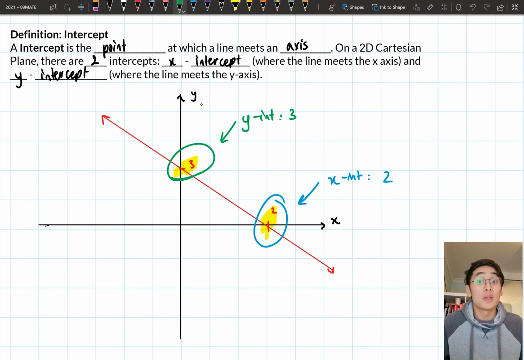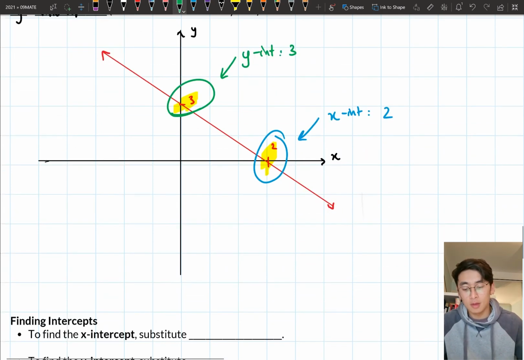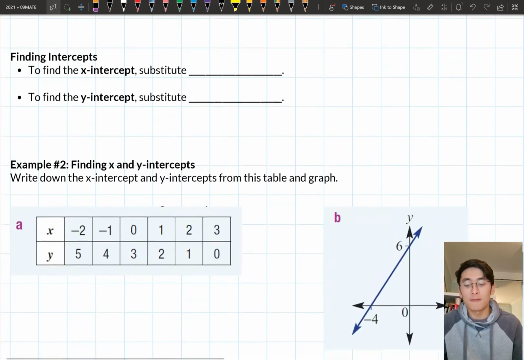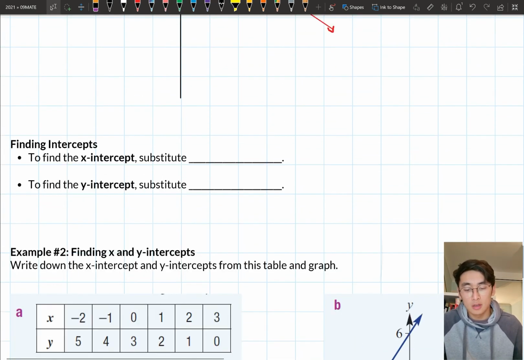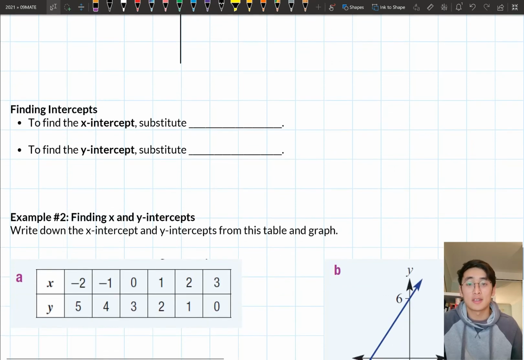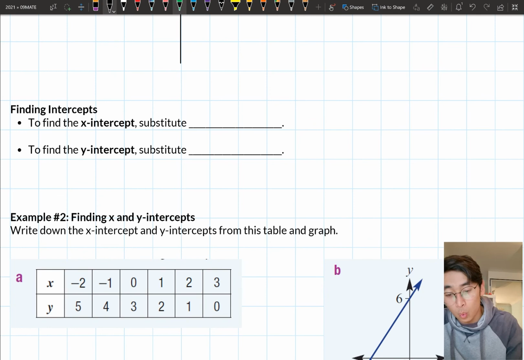What we want to be able to do is actually identify what the intercepts are. And so the way we do this is when we are finding x-intercepts. So here, when I find an x-intercept, what I want to do is find the point where y is equal to 0.